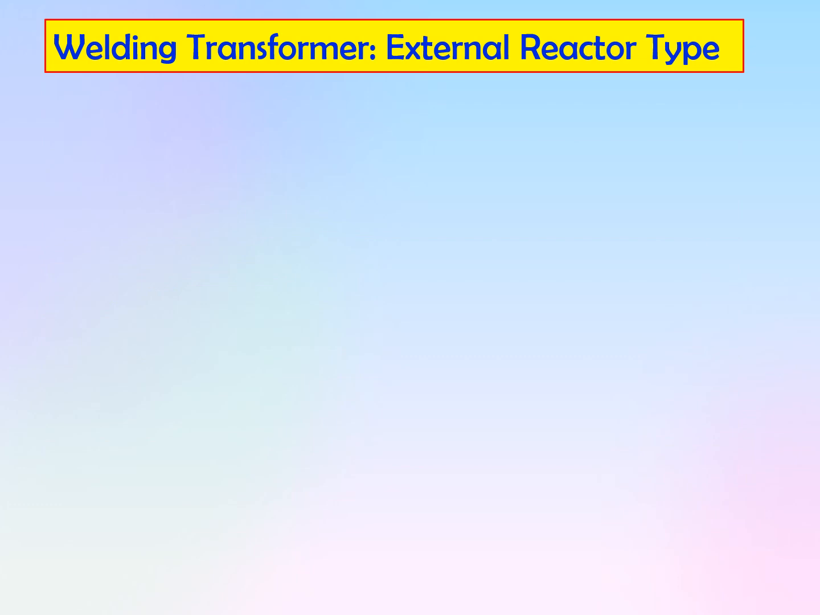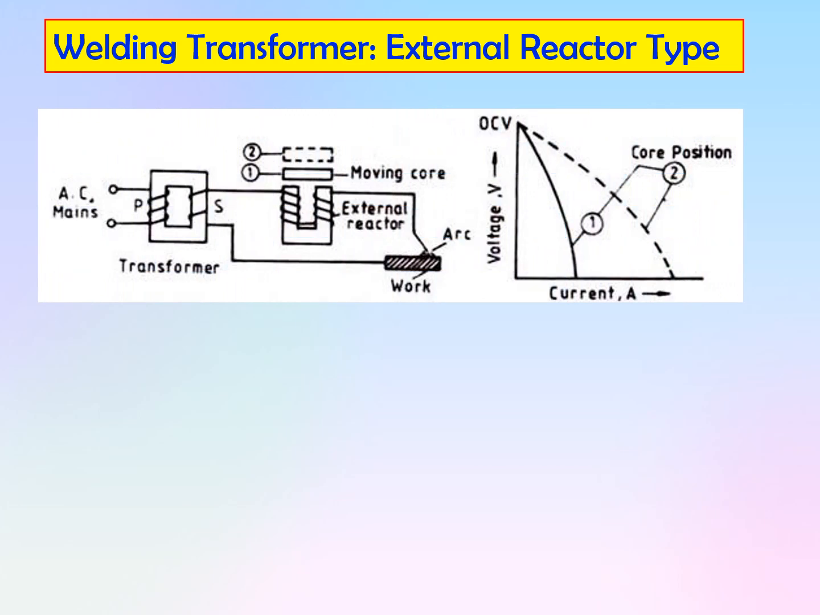The next type is the external reactor type of the core. In this external reactor type of welding transformer, the transformer has a fixed number of primary turns, a fixed number of secondary turns, and there is no moving core. But here you will observe that the external reactor is connected in series with the secondary, and one arm of this external reactor keeps moving.